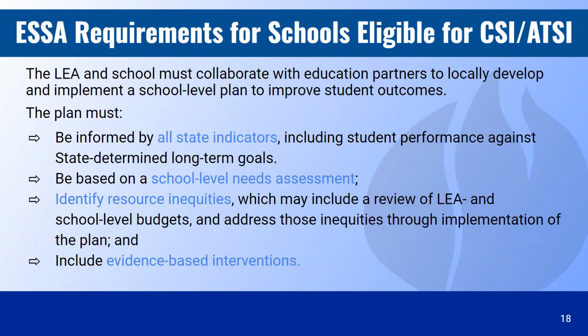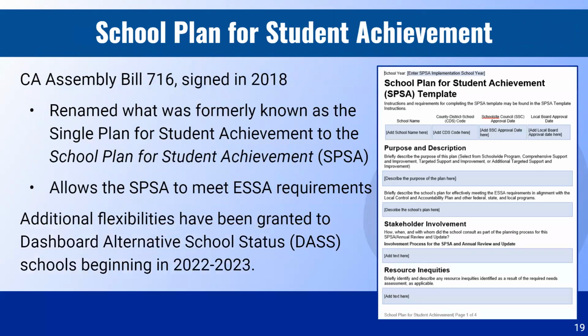The LEA and school must also partner to monitor and evaluate plan implementation and impact. Schools eligible for CSI and ATSI are able to use the School Plan for Student Achievement, or SPSA, to meet planning requirements, provided that they address all of the ESSA requirements within their SPSA.